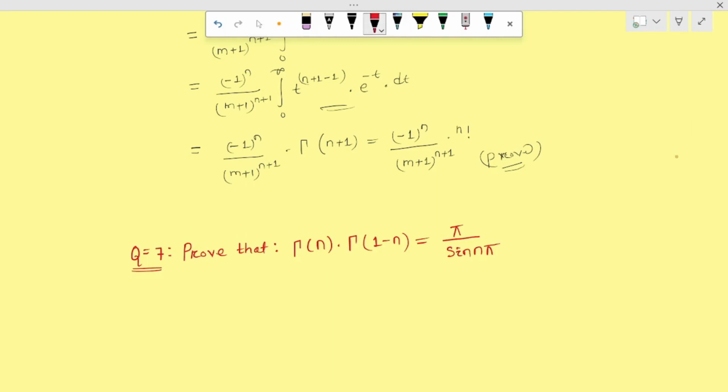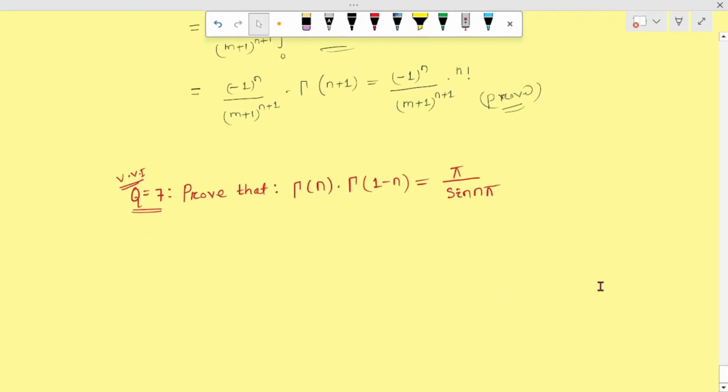This is a very important question. Based upon this value, pi by sine n pi, many numericals are asked in your exams. So this expression is most important and you have to remember it. Sometimes you can get this question itself, that you have to prove gamma n into gamma 1 minus n equals pi by sine n pi, for 3 to 4 marks. So let us start to prove it.